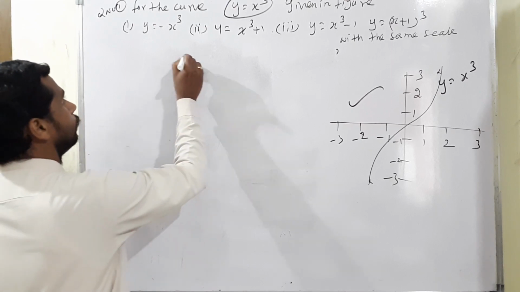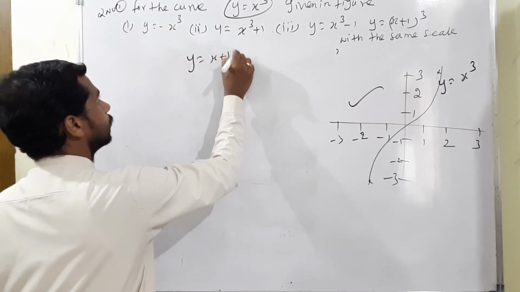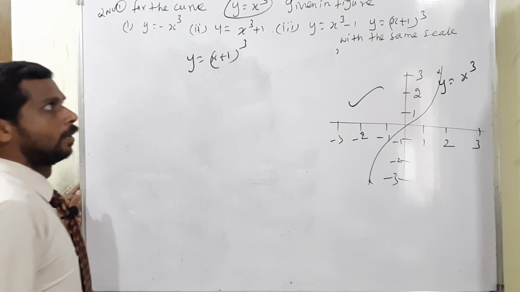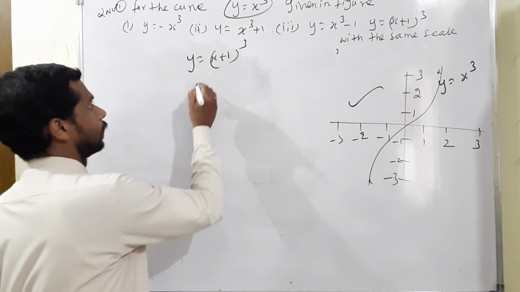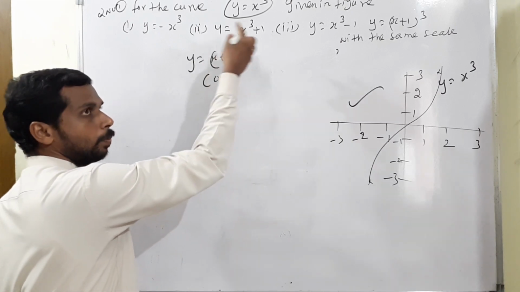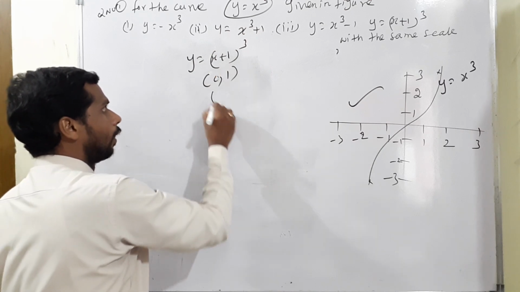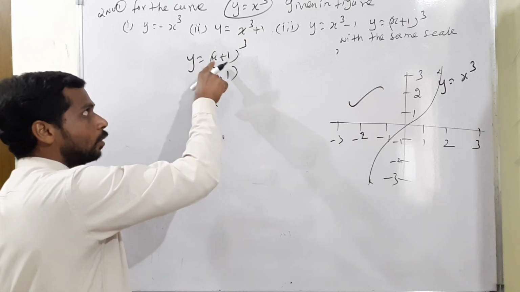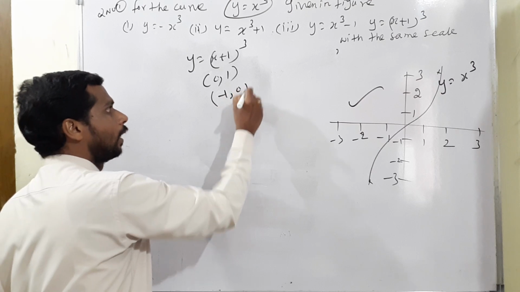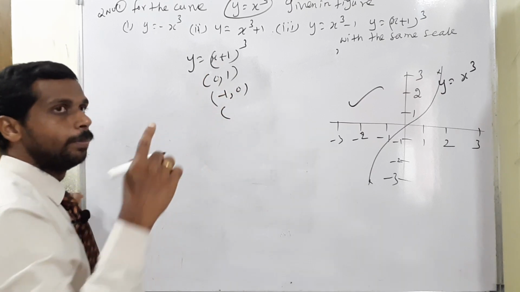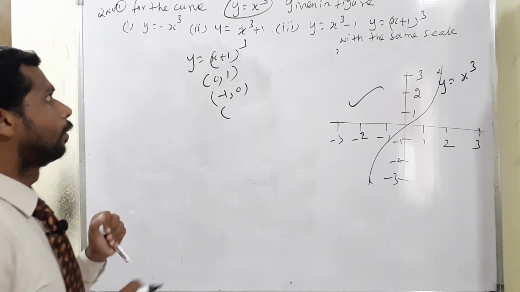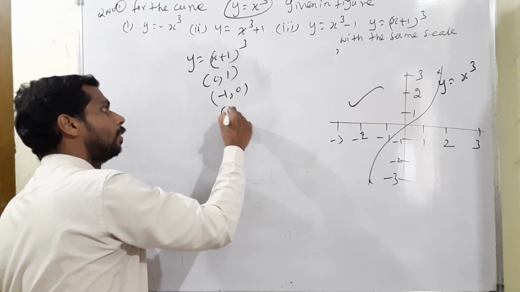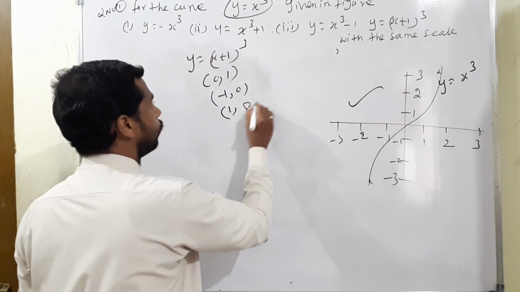Subdivision 4. y is equal to (x plus 1) the whole cube. For the first condition, x is equal to 0, so 0 plus 1 the whole cube, 1 will come. For x is equal to minus 1, minus 1 plus 1 means definitely the value will be 0. One more condition, take positive 1: 1 plus 1 is 2, 2 cube means 8 will come. So 1, comma, 8.